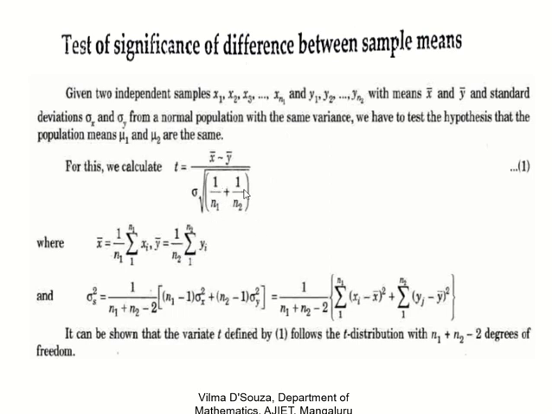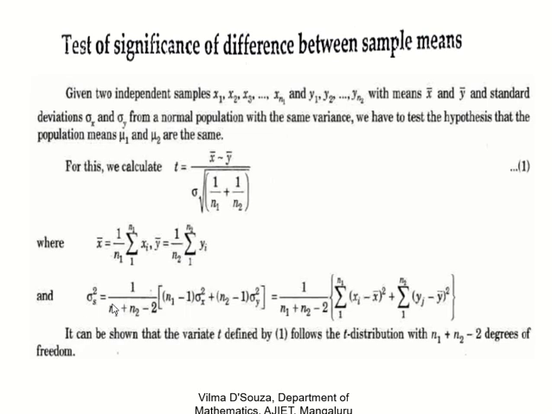Whereas in the previous case we considered root of 1 by n, so you have considered root n there. But here, with two samples, it is 1 by n1 plus 1 by n2. What is x bar? The mean of the first sample, summation xi divided by n1, the number of elements. Y bar is summation yi divided by n2.